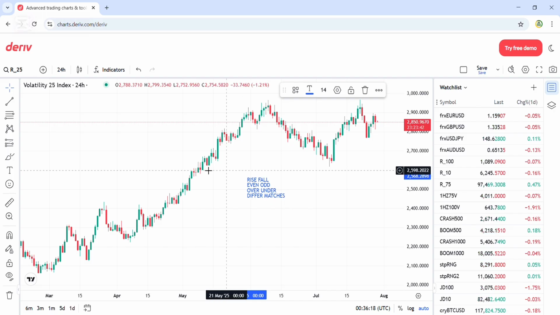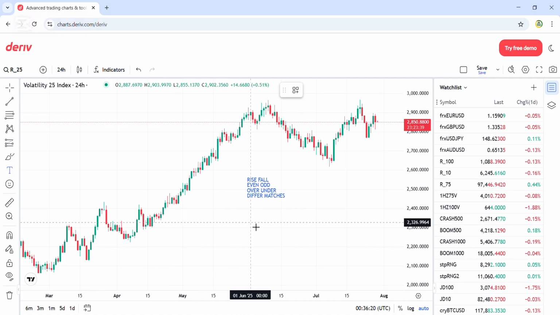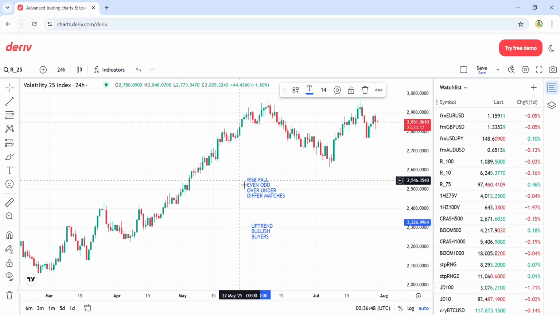Let me pick the text again. Now when it comes to the rise and fall, we have words like uptrend, we have words like bullish, we have words like buyers. Now these three words mean the same as the rise and fall. The language here is rise and fall, and from there we derive the contract, the rise market and the fall market or contract.